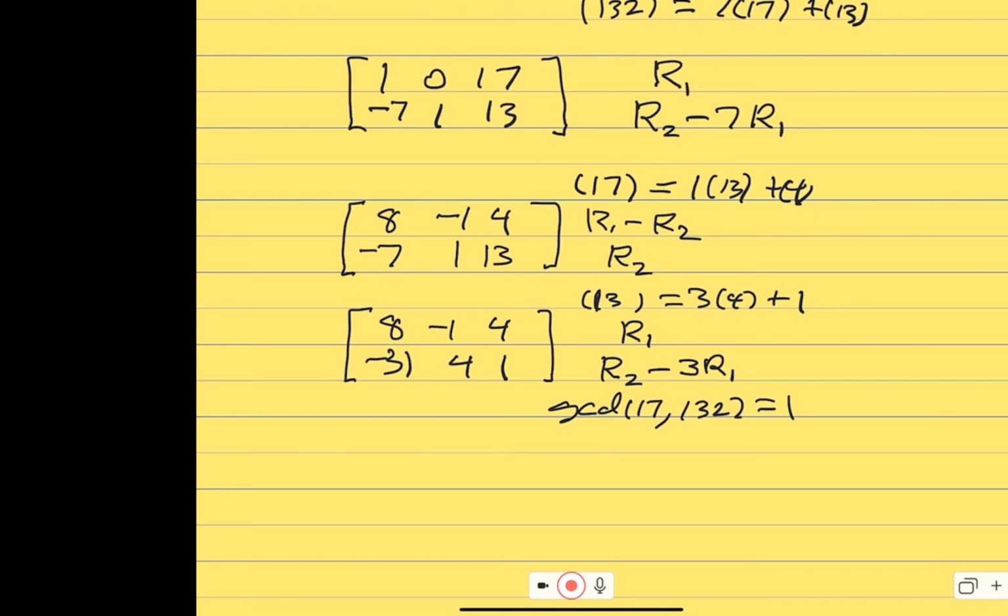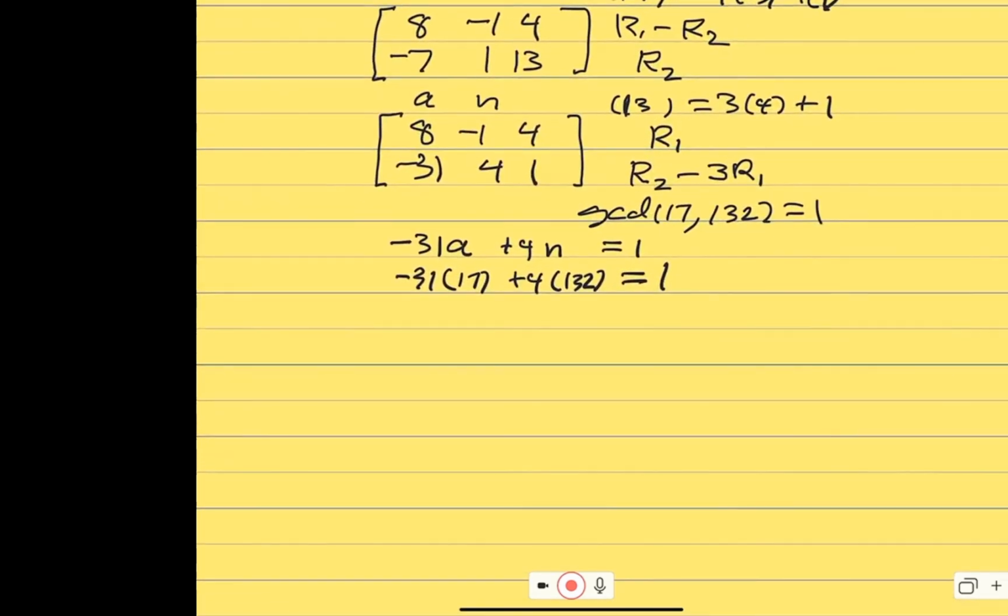And now, remember, this is our a and n column. So this says that minus 31a plus 4n is equal to 1. Or minus 31 times 17 plus 4 times 132 is equal to 1, which you can check directly.